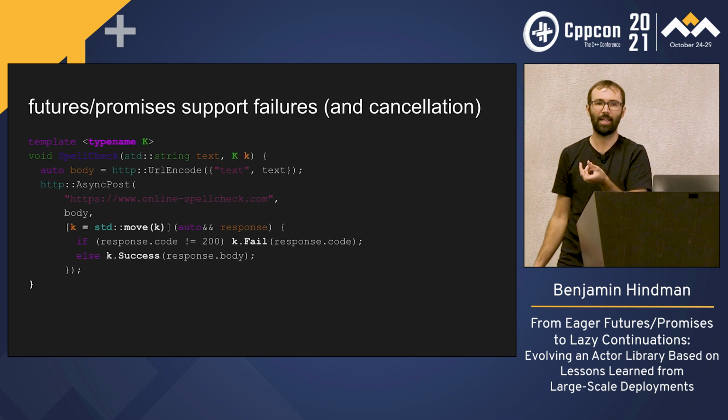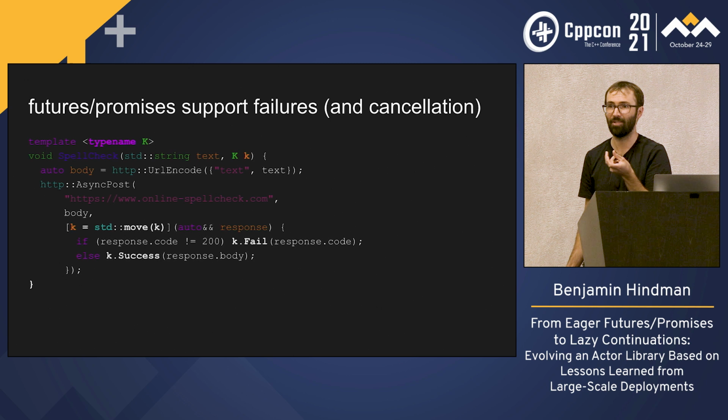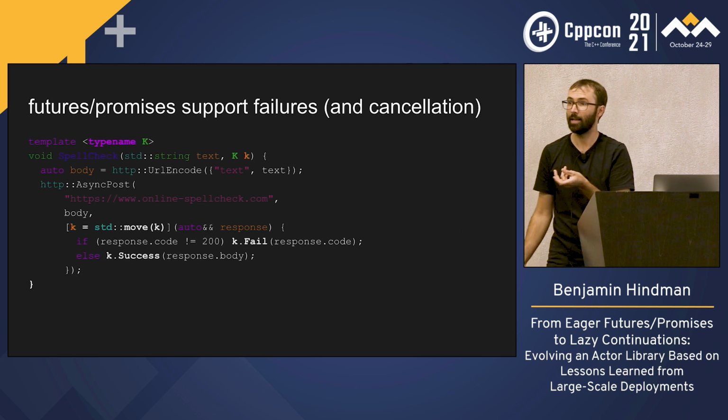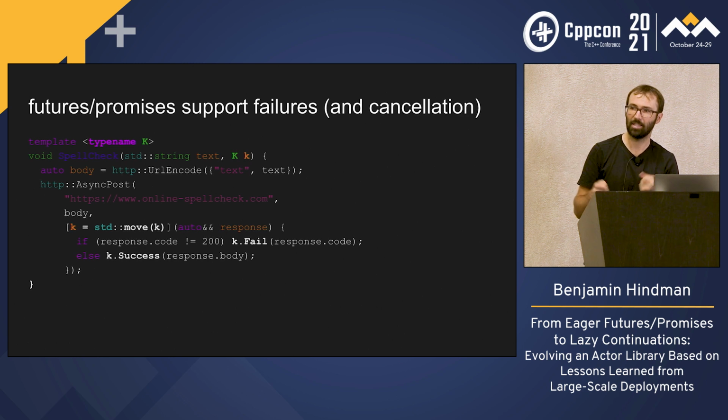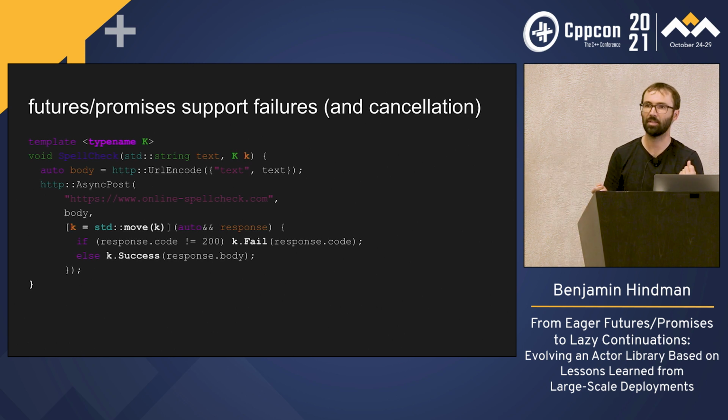And rather than just calling K, we'll actually have functions we can call in K. We can either call k.fail, or we can call k.success. And we'll have this continuation that gets passed in. If we want to go down the failure path, we'll call fail. And if we want to go down the success path, we'll call success.